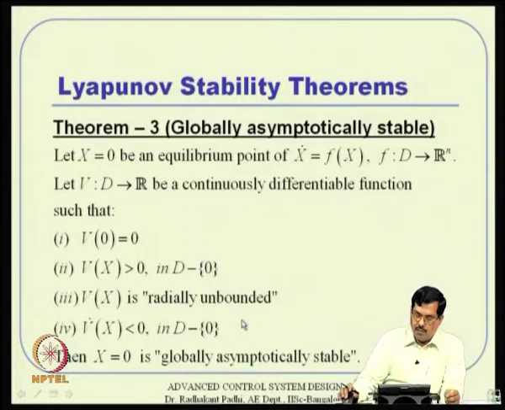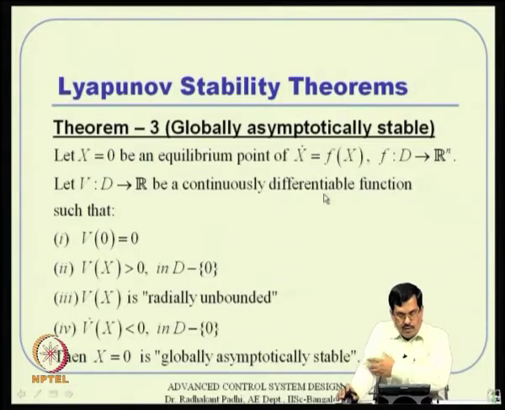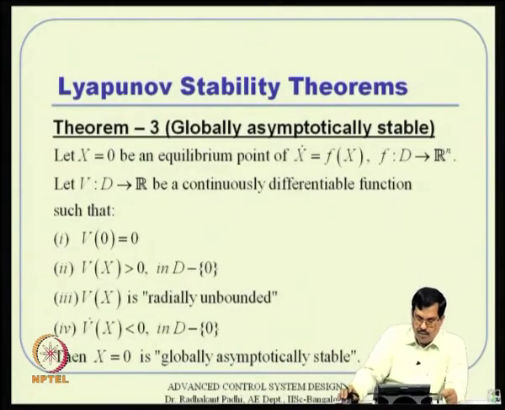Then there is a third definition. What we saw so far is local, that means around a neighborhood only my solution will converge and things like that. What about global stability? Global stability is valid provided there is one additional condition, which tells you that V of x is not only positive definite, but V of x also needs to be radially unbounded.